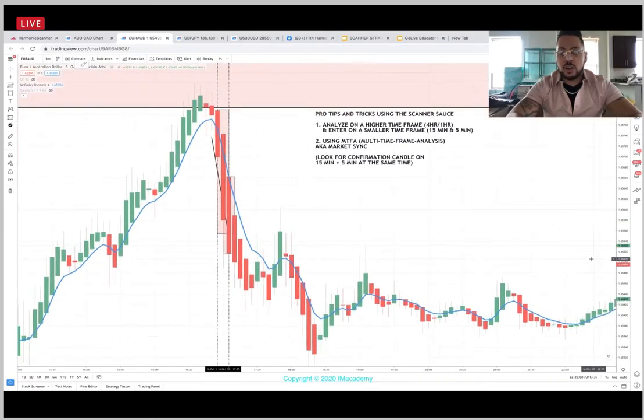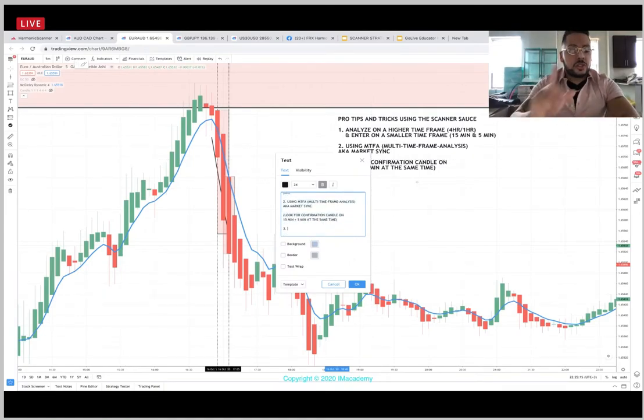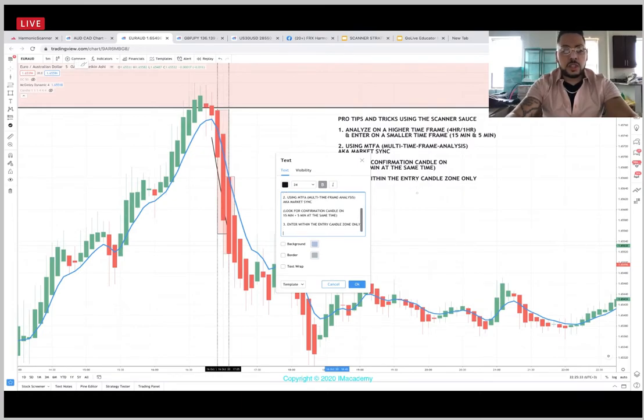Now, what is the third thing that you guys can do? Here's the third thing that you guys can do, a third advanced entry technique with this, is enter within the entry candle zone only. Okay? So I'm going to show you what I mean.